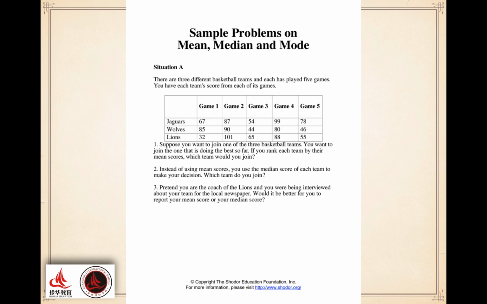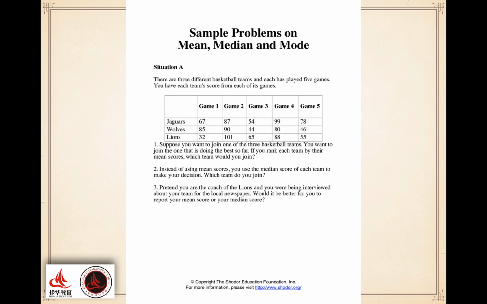So suppose you want to join one of the three basketball teams. You want to join the one that is going to do the best so far. If you rank each team by their mean scores, which team would you join? So have a look at Jaguars, and they played 5 games. Then have a look at Wolves, they played 5 games, and Lions. So if you were going to join the team, which one do you think scored the best in each game? So you need to find the averages and decide which team would you join.